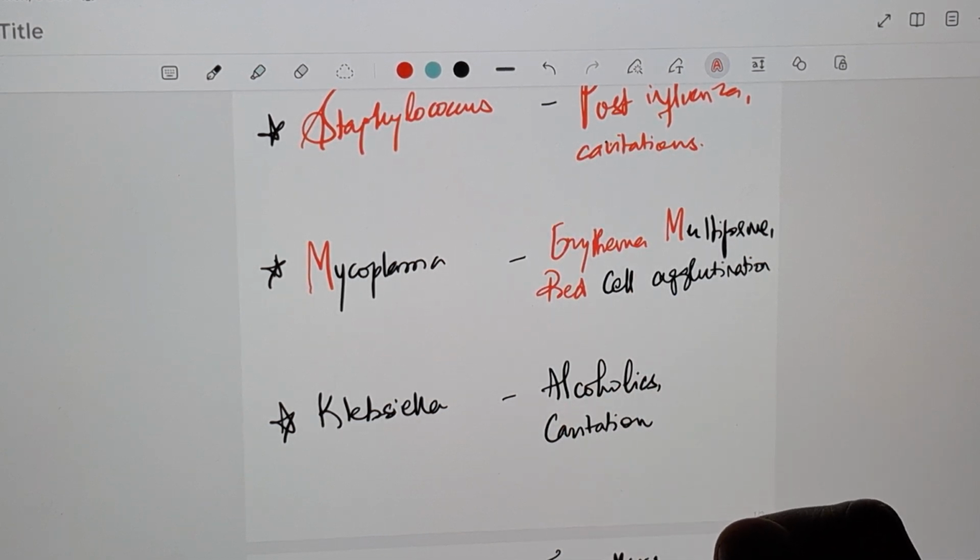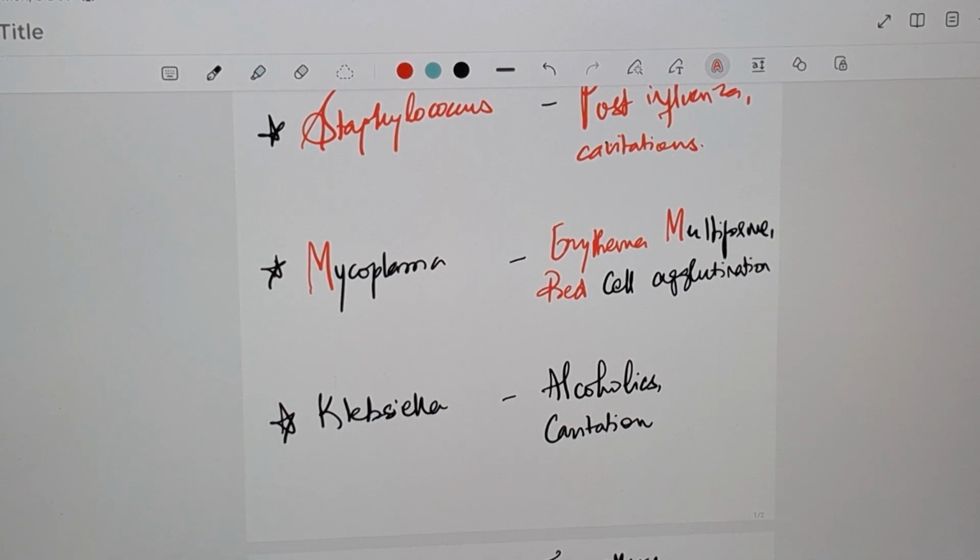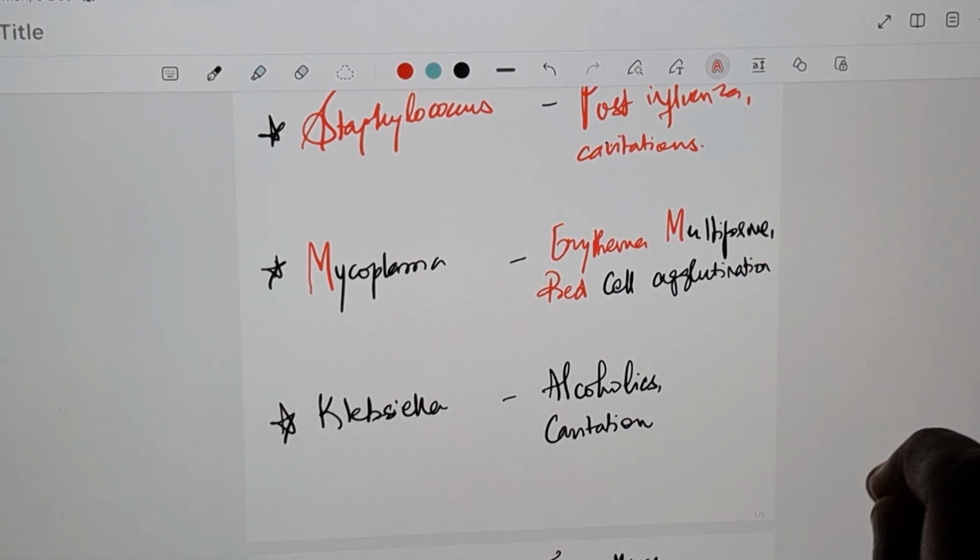So for red cell agglutination, the hint that they might give you in the exam would most likely be that they would either say directly that it is associated with red cell agglutination, or they may state that there are cold agglutinins seen in the picture, or there would be signs of hemolysis like raised LDH.